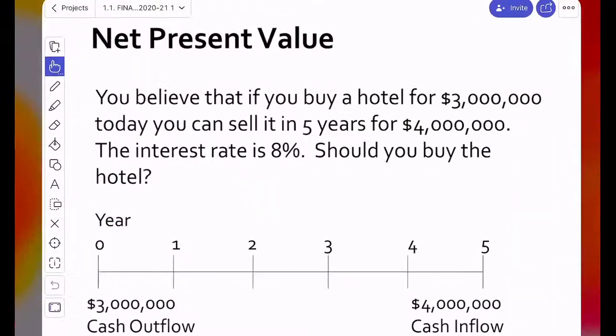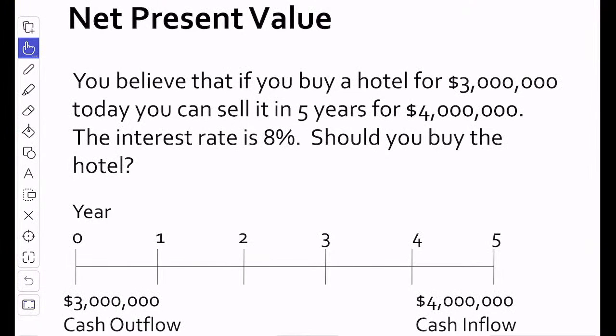All right. Okay, so that brings us to net present value. That's also in Excel. What's net present value? You should have learned this as well. And I'm going to give you an example with a simple case and ask you some questions. You believe that if you buy a hotel for $3 million today, you can sell it in 5 years for $4 million.